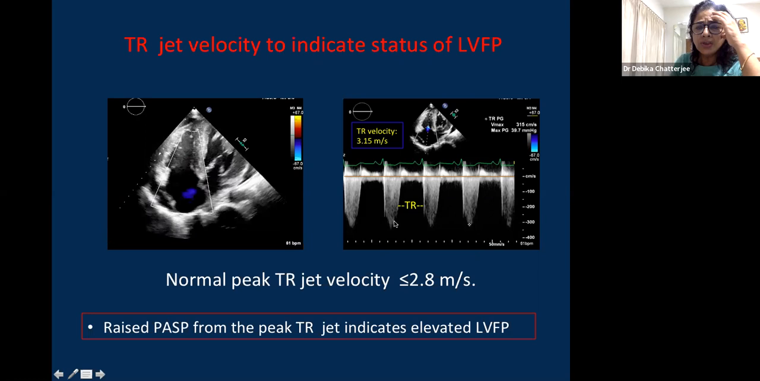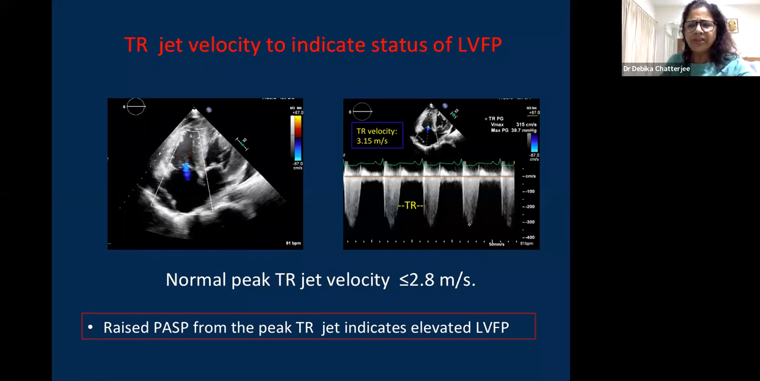If IVC is normal in size, collapsing normally with respiration, we add 3. So with 40, we add 3 and get the pulmonary arterial systolic pressure, which is 43 millimeter of mercury, which is high. And that raised pulmonary arterial systolic pressure from the TR jet indicates elevated LV filling pressure. So the signs of raised LV filling pressure from two-dimensional echo is the dilated left atrium, raised LA volume index. Then we got the E by E prime, and also we got the TR jet gradient.